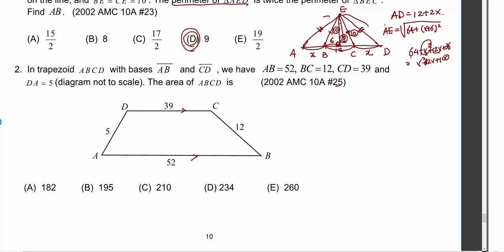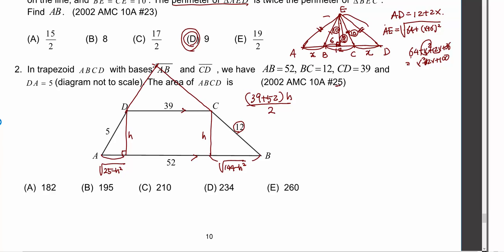Maybe one possible way. So anyway, we're going to find the value for what? Height. Because we know that 39 plus 52 times height divided by 2 is the area, right? So we need to find the height. This is height. Maybe that's one possible answer over here, okay? What is the length of this one? This one is what? Square root of 25 minus h squared, right? 12 squared is 144, so 144 minus h squared. Yeah, this method is okay. We have another method. Anyway, I'm going to do this one first.